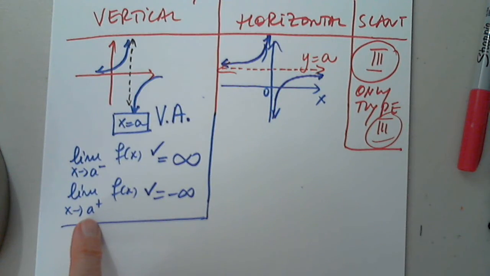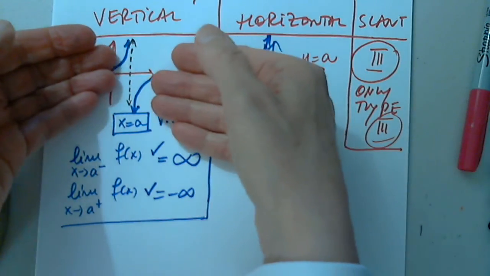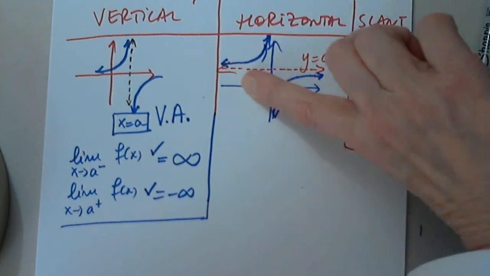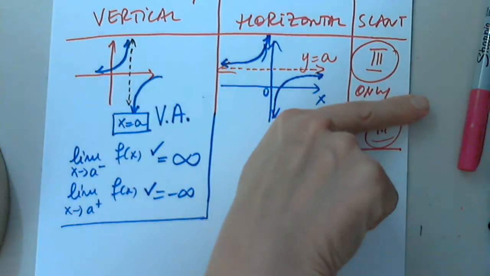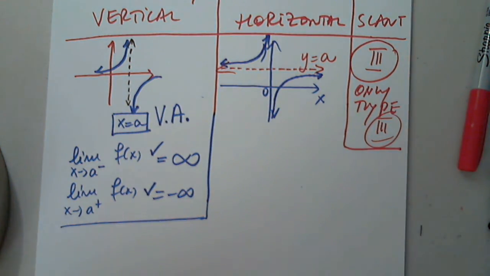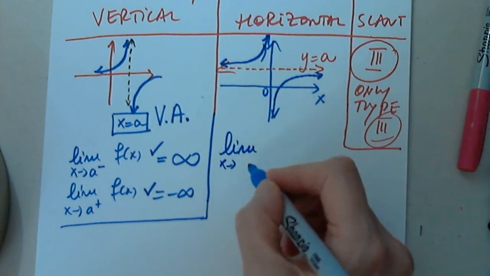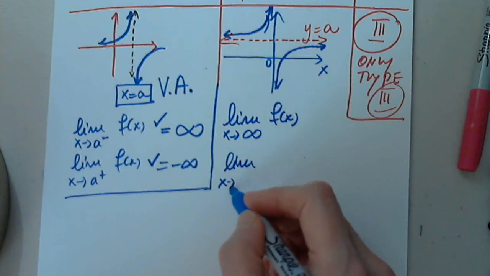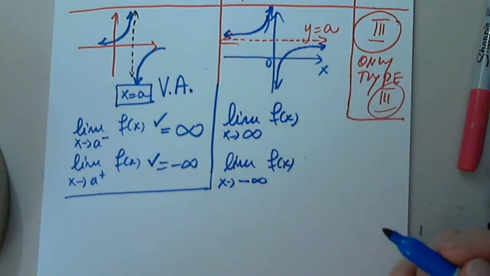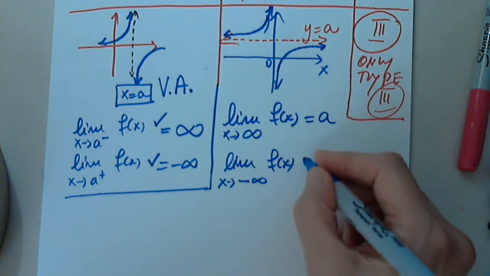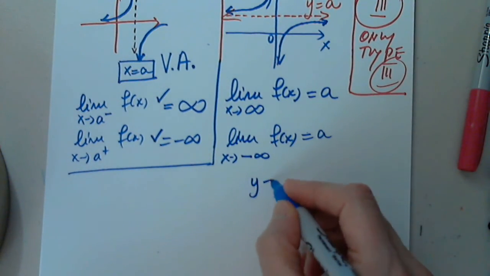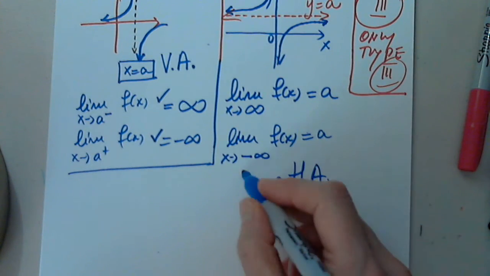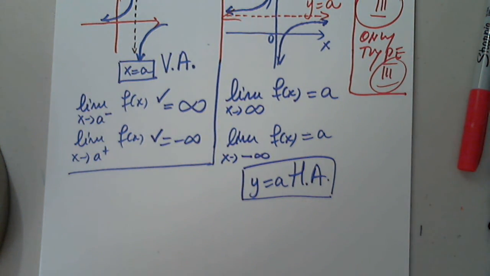Totally different situation. Here we are talking about the limits left and right, but here we're talking about the limits as x approaches negative infinity and as x approaches infinity, and we have to determine those limits. So I have to find the limit as x approaches infinity of the function and the limit as x approaches negative infinity of the function. In my example, they're both a. Therefore, y equals a is a horizontal asymptote. And leave this one alone before we get to it when we get to slant asymptotes.